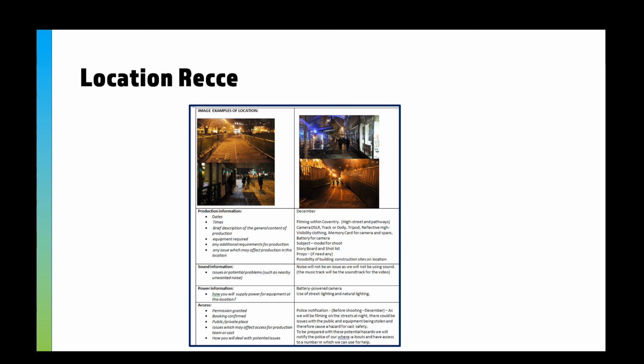Here's an example. So you've got when you're going to film within Coventry, using a DSLR camera, what camera angles are going to be used, why they're using them, so it's better for the camera, what noise information, so it's not an issue because it's not going to use sound, using a battery powered camera, using street lighting and natural lighting, so they don't need to get any expensive bulbs or anything.